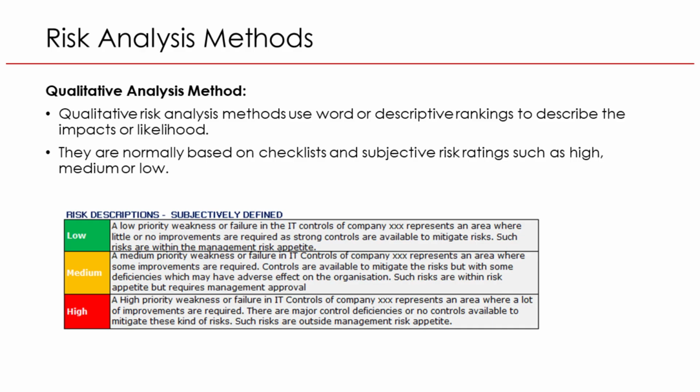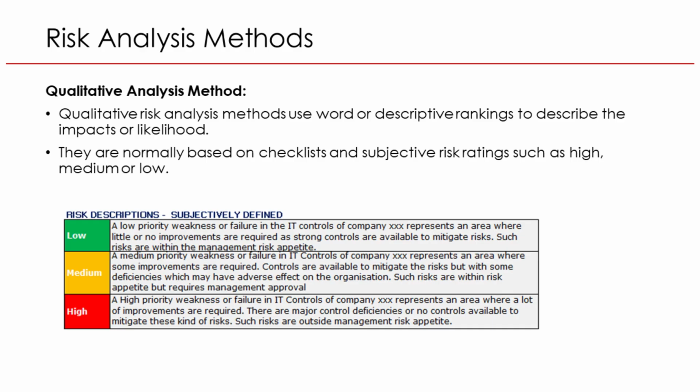Instead of using numbers or statistics, it relies on descriptive terms, such as high, medium, or low, to describe how likely a risk is to happen and how serious its impact could be. This approach is based on experience, expert judgment, and checklists rather than detailed calculations. It's often used when there isn't enough data for a full quantitative analysis or when quick decisions are needed.